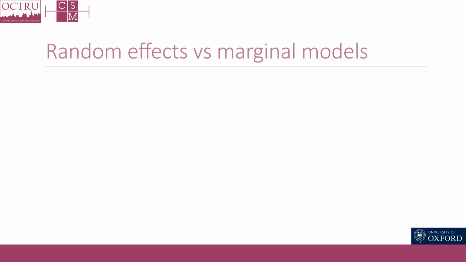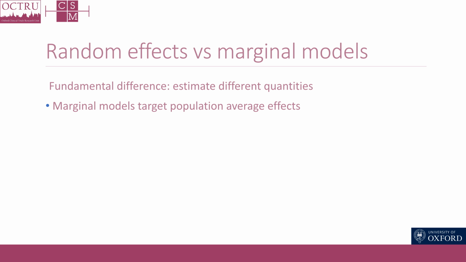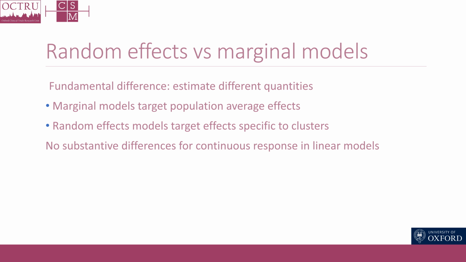There are fundamental differences between conditional random effects models and marginal models. They estimate different quantities. Marginal models target population average effects, whereas random effects models target effects specific to clusters. Although there's no substantive difference for continuous response in linear models, they can be very different in nonlinear models.